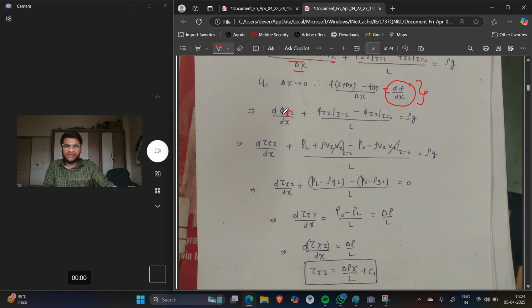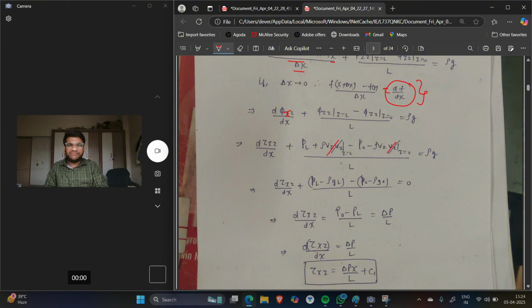So what I have got here is d tau xz by dx, this is my shear stress, plus phi z at z equals L, which is pL, meaning pressure at L, plus rho Vz into Vz at z equals L, minus pressure at 0 minus rho Vz into Vz at z equals 0. And I have told you already that Vz is not a function of z, meaning velocity in the z direction at z equals 0 and at z equals L is constant, so I can simply cancel these terms.